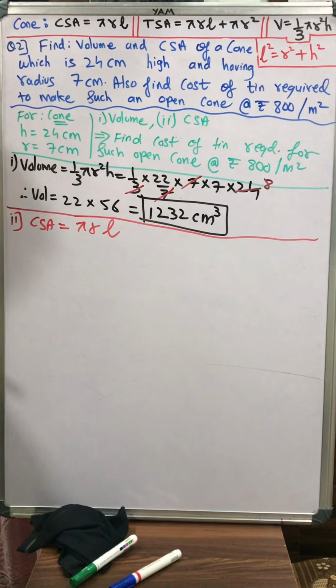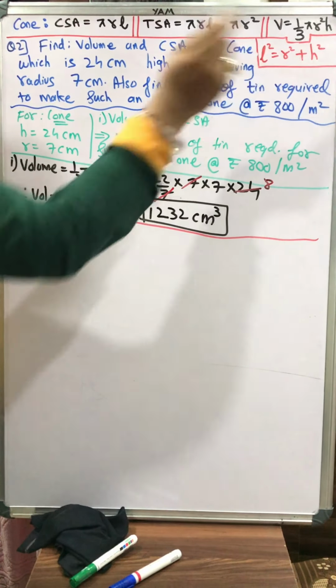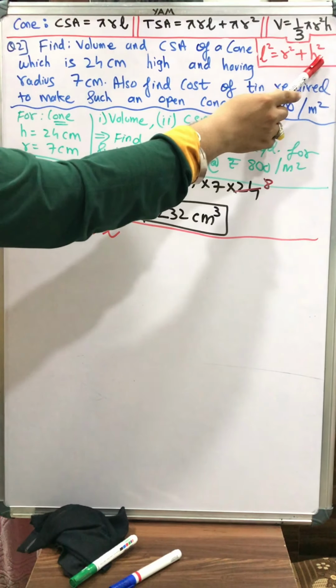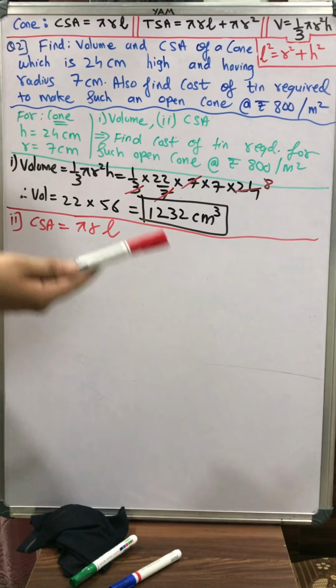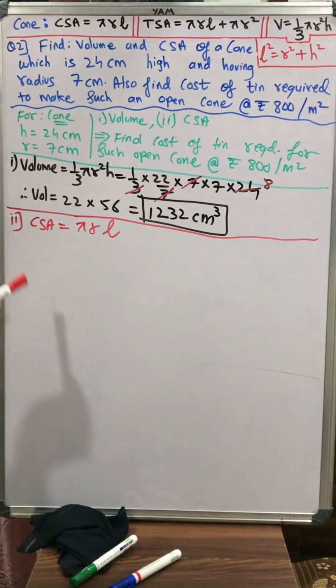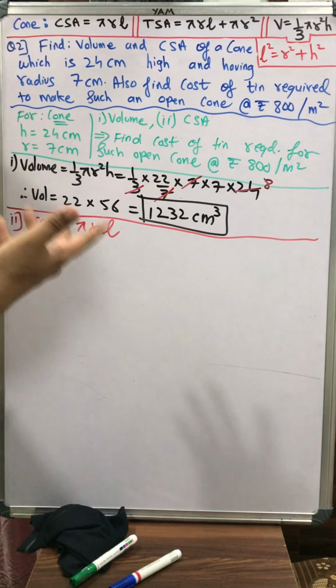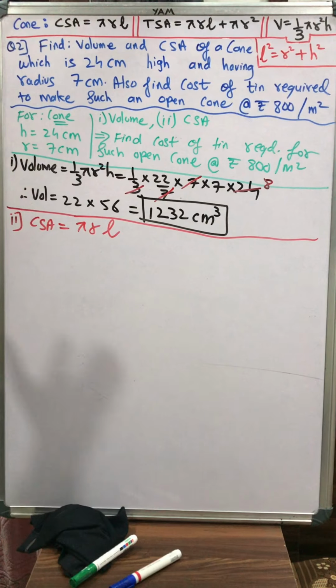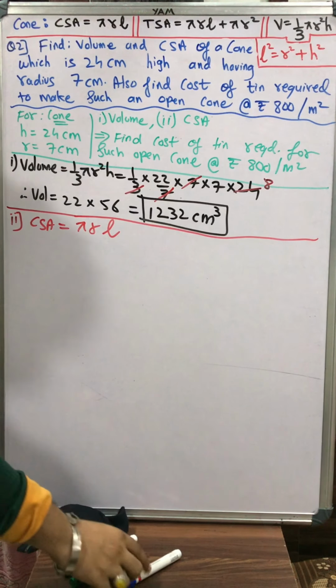Do we have any relationship? Yes. L square is equal to R square plus H square. Do we know the value of R? Yes, R is 7 centimeter. Do we know the value of H? Yes, H is 24 centimeter. Because we know two things, we can easily find the third thing with this relationship. So when you know the formula, only then will you know what the next step is. The basic thing is learning the formulas. So, let's start now.